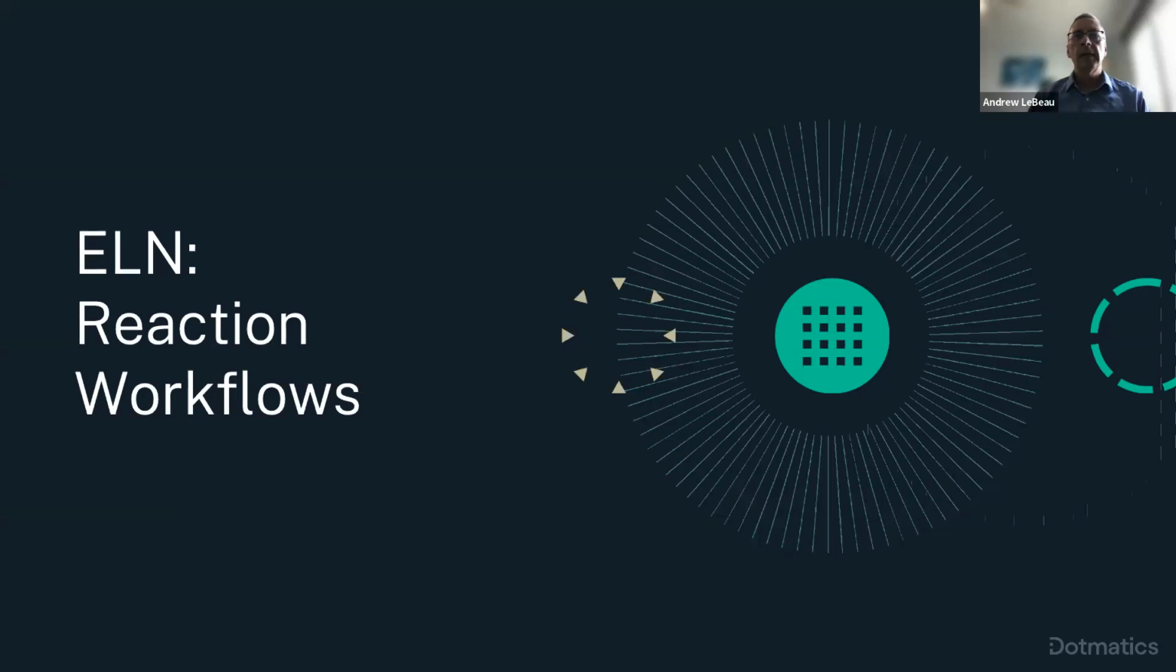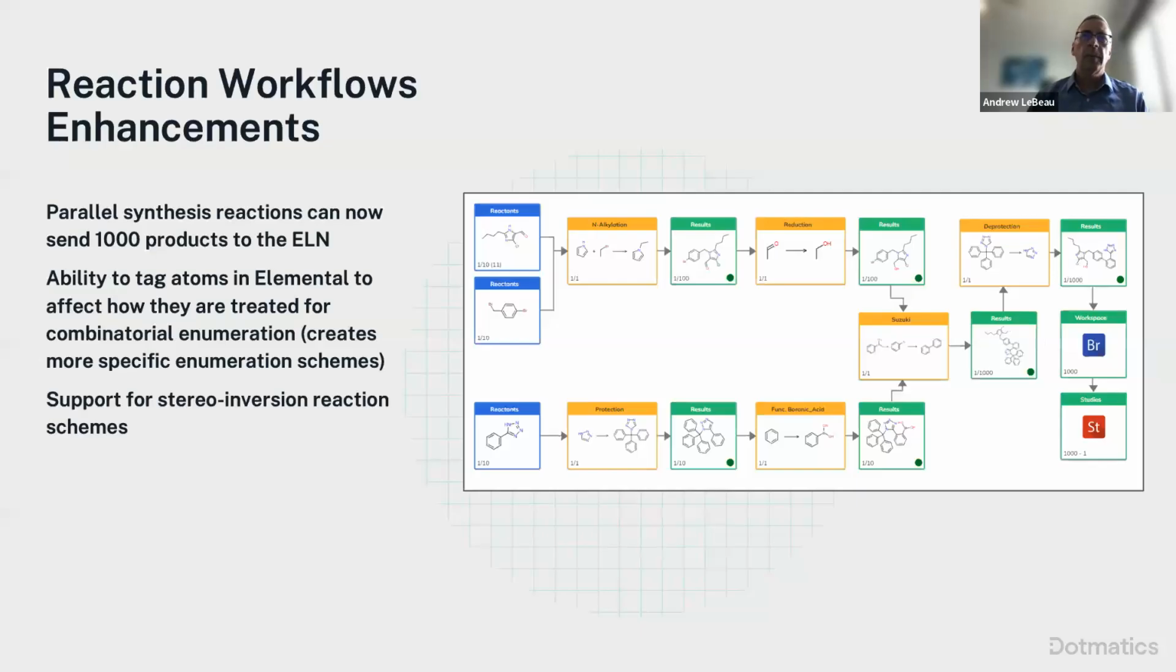Next part I want to talk about is reaction workflows. So some additional enhancements here. One of the key ones is around some performance enhancements. This is where you might be performing a parallel synthesis and wanting to export the products of that analysis into an ELN experiment. Previously, you were limited to 100 products, I believe. This has now been increased to 1,000. Again, just to reflect the way real-world science is done in drug discovery companies today.